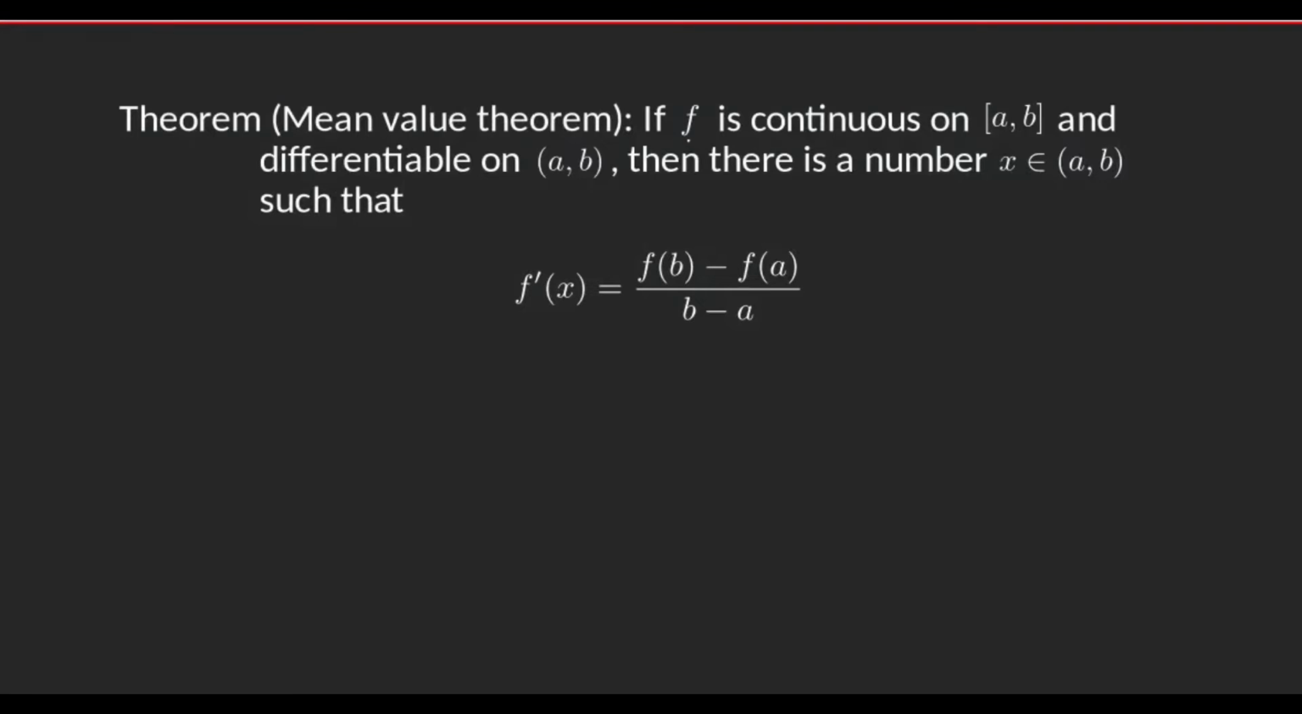We're going to use L'Hopital's rule, but before that we need two theorems, and those are actually two very important theorems. The first one is called the mean value theorem, and it says that we have a function f continuous on the closed interval and differentiable on the open interval. Then there exists a number x such that this happens. And now it might seem a bit complicated what it's saying, but it's actually not at all.